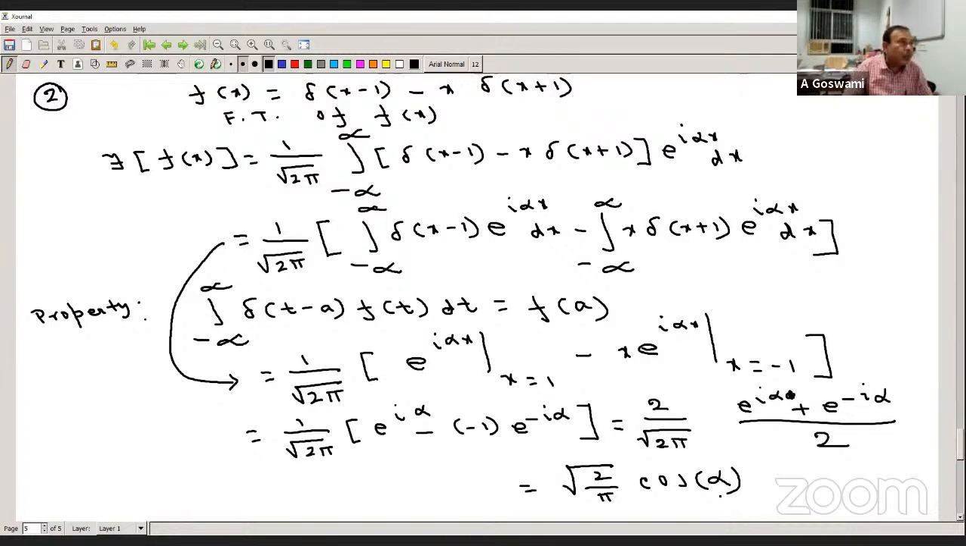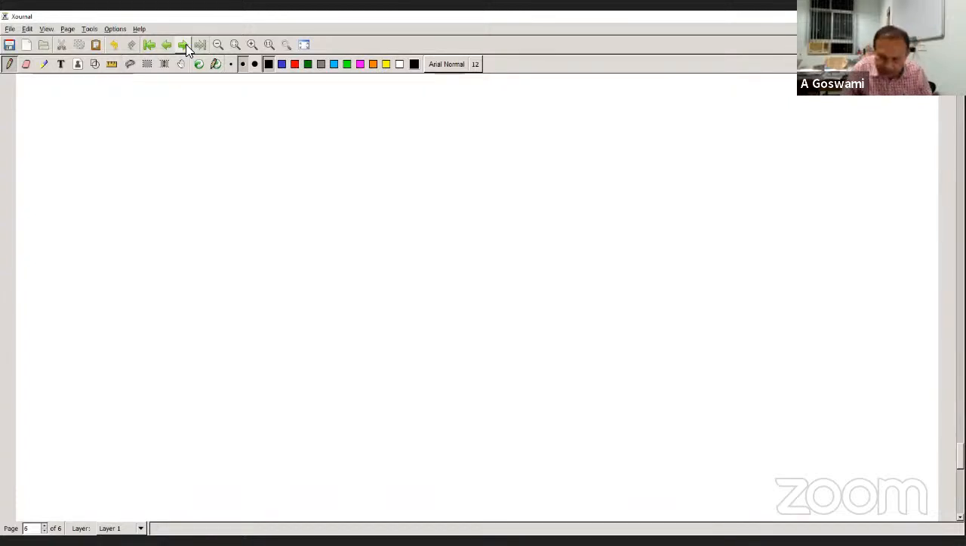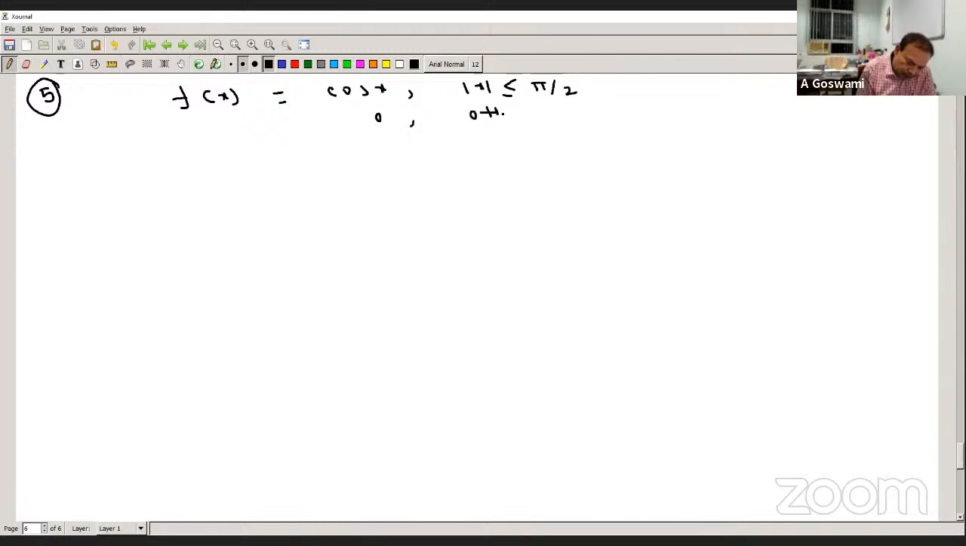Let me go through your second problem, that is question number 5. Here also, what was the problem? For question 5, assignment 6, I have to find out the Fourier transform of f(x), where f(x) is cos x for mod x less than or equal to pi by 2, and 0 otherwise. And we have to find out the Fourier transform.